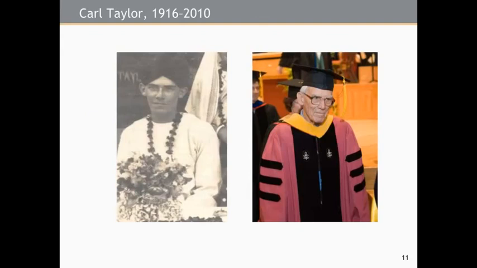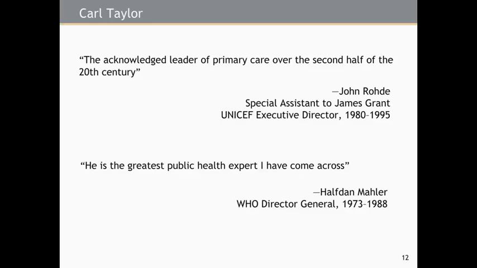Let me just mention a few words about Carl and his unusual background as well as his enormous contributions. Here you see him as an adolescent, I presume, in India when he was growing up, and on the right you see him about 2 years before he died when he had received an honorary doctorate from Johns Hopkins University. His career in international health spanned from age 7 to age 93. So I think the math says that that's about 86 years. Extraordinary career. He has had these accolades from very high-powered people. John Rohde, who was James Grant's special assistant for 15 years, considers him to be the acknowledged leader of primary care over the second half of the 20th century. And Halfdan Mahler was quoted in the New York Times after Carl Taylor died as saying that he's the greatest public health expert I have come across.